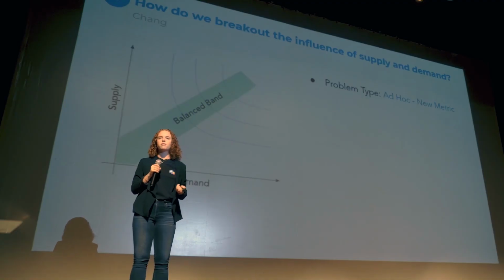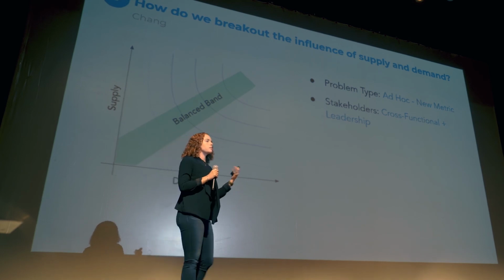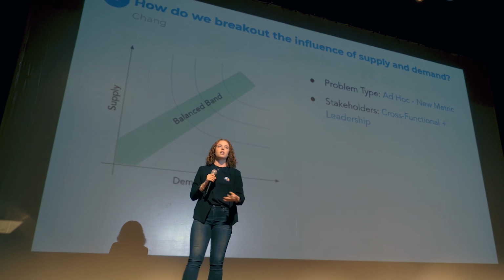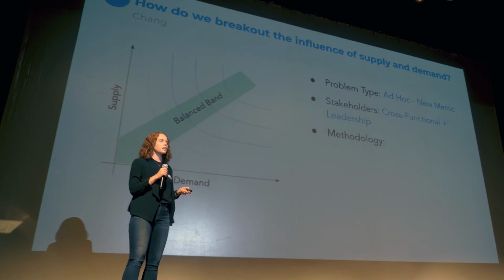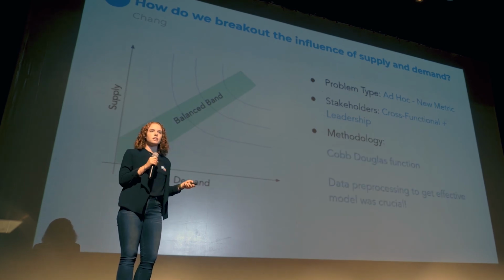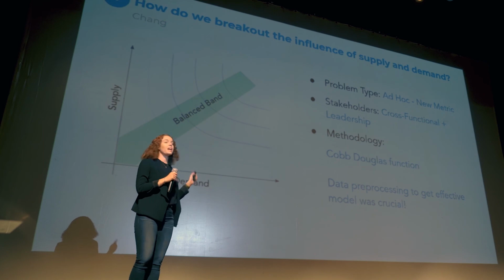So the problem here is ad hoc. This is a totally new metric, a totally new way for us to look at our business. The stakeholders were cross-functional groups across the pro side, our supply side, and customer, as well as the leadership team. And the methodology that Chong on the business analytics team used was the Cobb-Douglas function. This is actually just a linear regression, pretty simple. But when I asked him about this to present to all of you today, data pre-processing was so important. Getting the data in the right format and setting the right parameters up to feed it into the model was the most crucial element to get this model to be accurate and work.